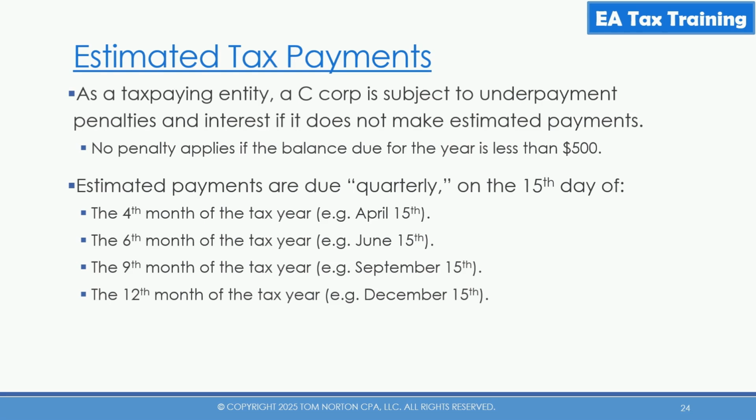Fourth month of the tax year, which is April 15th for a calendar year corporation. Sixth month, which is June 15th. The 9th month, which is September 15th. And the 12th month, which is December 15th.